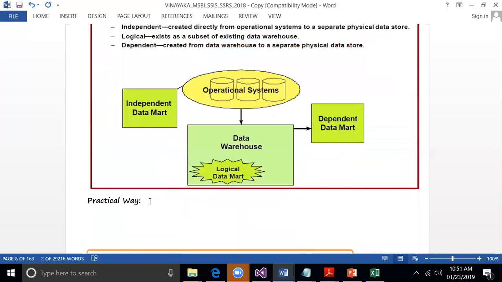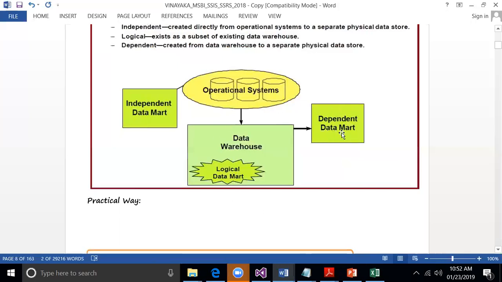I created 2 to 3 data marts in my lifetime. One data mart took 6 months of time, one 3 months, one 1 month. All three are on views. But one more data mart we created, it's not an exact data mart, a processed object through procedure. Practically, how do we create? By creating a view.